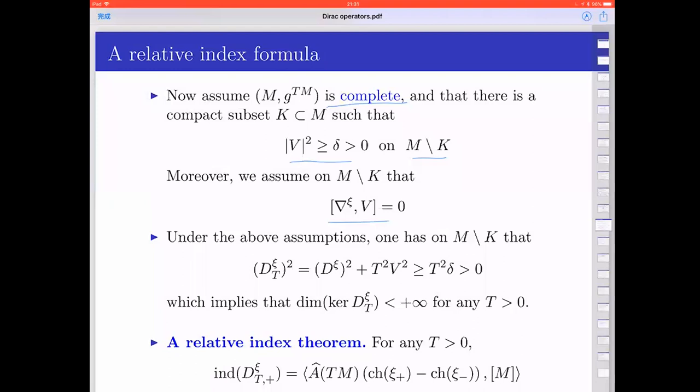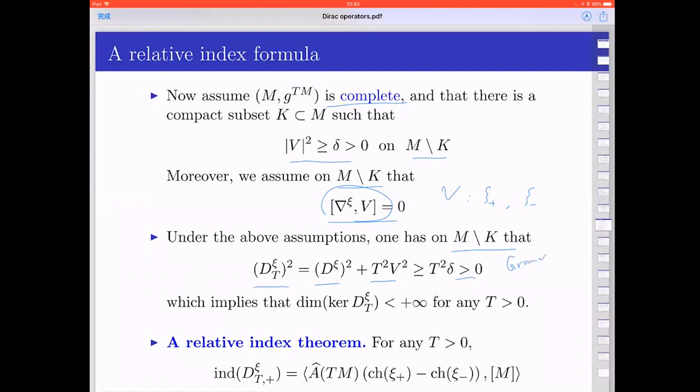That means outside of the compact set, near infinity, V would identify two bundles. V would identify xi plus and xi minus. Then near infinity, this term disappears. So what you are left with is the D square plus TV square, which is positive near infinity.